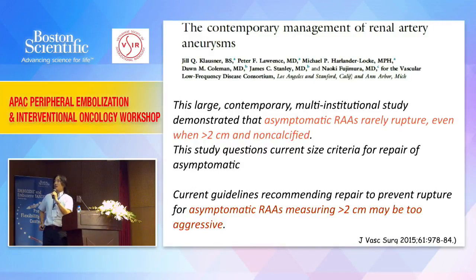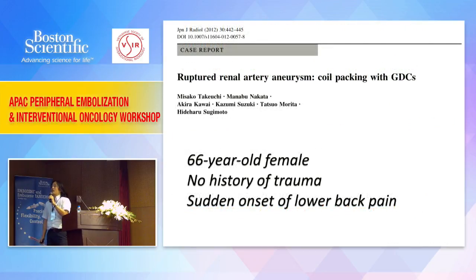But more recently, a very famous paper was published in the Journal of Vascular Surgery. In this paper, this large contemporary multidisciplinary study demonstrated that asymptomatic renal artery aneurysms rarely rupture, even if the size is more than 2 centimeters. So they concluded that the current indication is too aggressive.